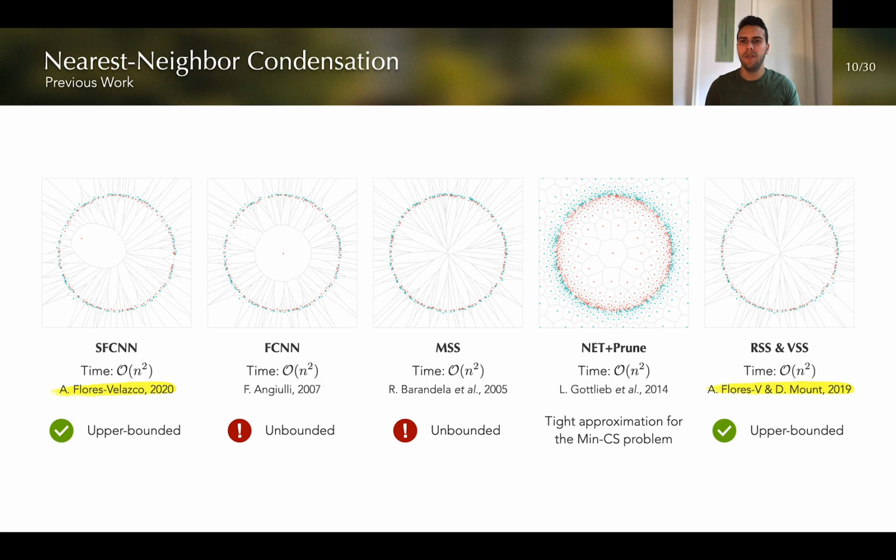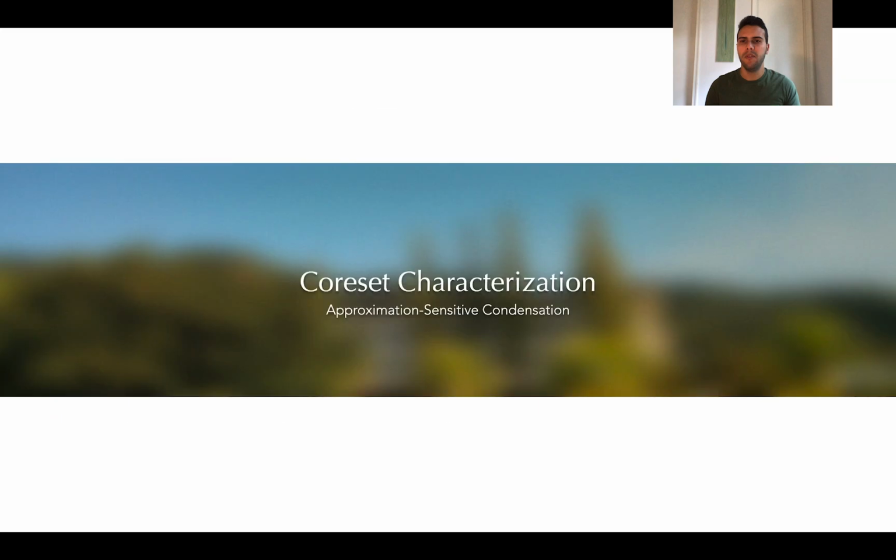So this is the state of the art on condensation algorithms, and we will build upon these algorithms in order to construct coresets for the nearest neighbor rule. First, I'm going to talk about how we characterize these coresets, and in particular, we're focusing on how condensation affects classification when we consider approximate nearest neighbor searches.